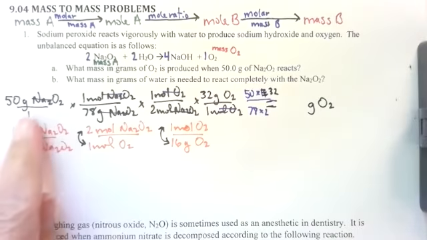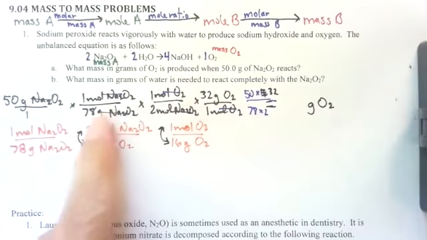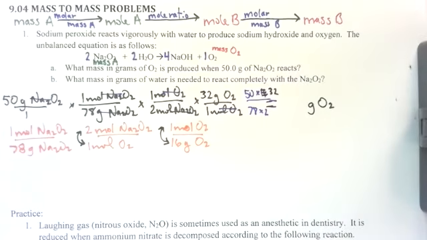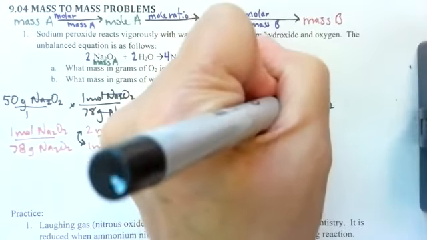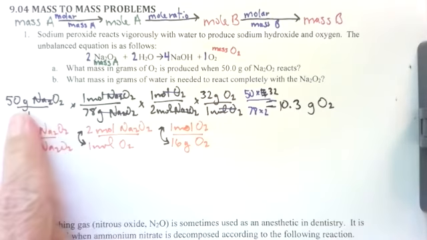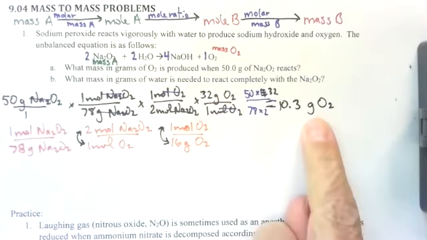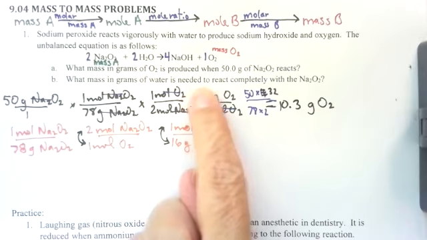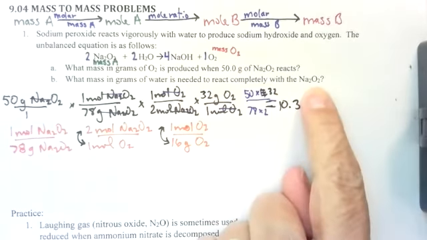Okay, so I've got 50 times 32 divided by 78 times 2, and that is going to give me, when I multiply and divide, 10.3 grams of oxygen. So if I start with this, I can make that. All right, part B says, what mass in grams of water is needed to react completely with the Na2O2?